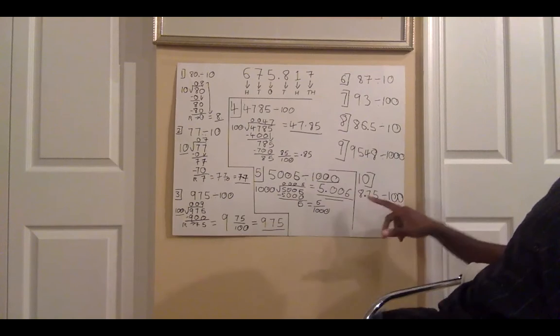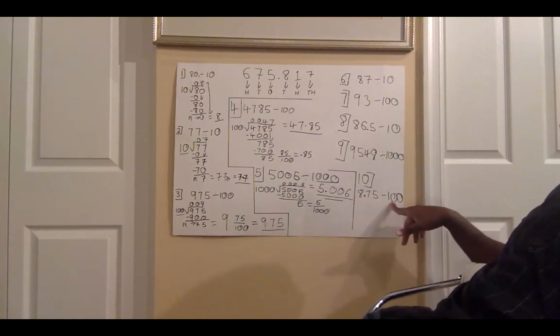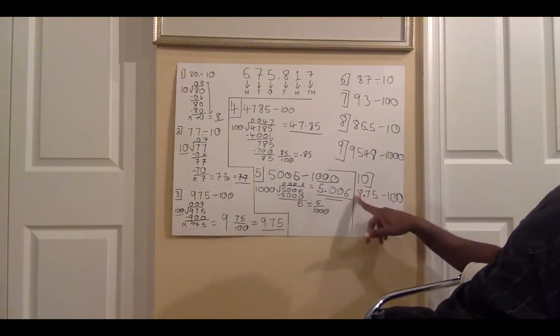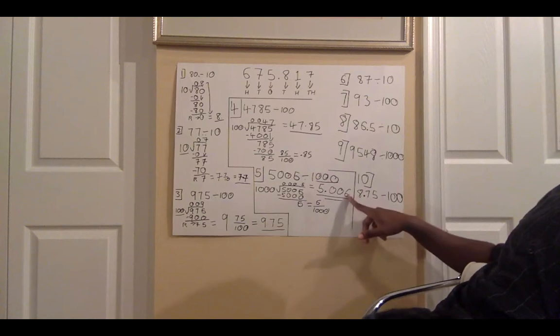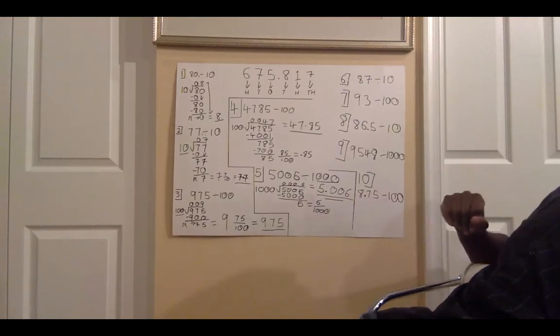And then number 10, we're moving it to the left. We're moving it twice. It should be 1, 2. So you're going to put a place value holder here of 0. And your answer should be 0.0875.